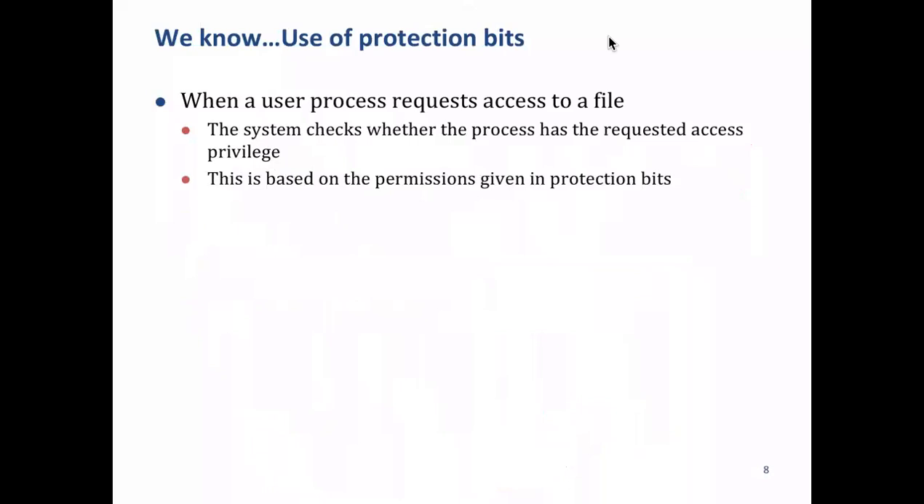So now if a user process requests a file, then the system checks whether that particular user process has permission or not. If the user ID matches the owner's ID, fine, all permissions are there. If it is a group ID, then limited permissions, whatever has been defined. Otherwise, it will come into the others category. So simple.